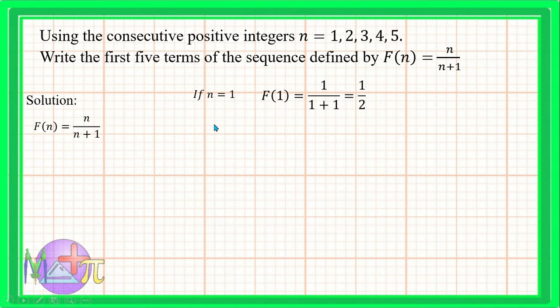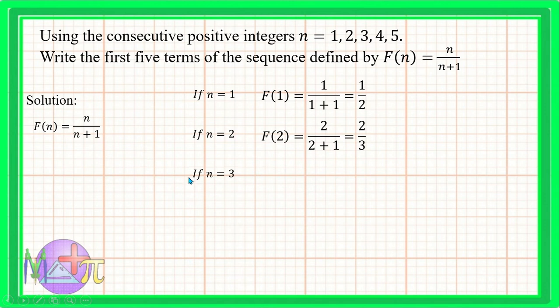Substitution lang po yan, class. Lahat ng n dito sa function na to, papalitan natin ng 1 kasi n equals 1. So 1 all over 1 plus 1, that is 2. So f(1) is 1 half. Next, if n equals 2, same procedure, just substitute the value of n. So f(2) equals 2 all over 2 plus 1, that's equivalent to 2/3.